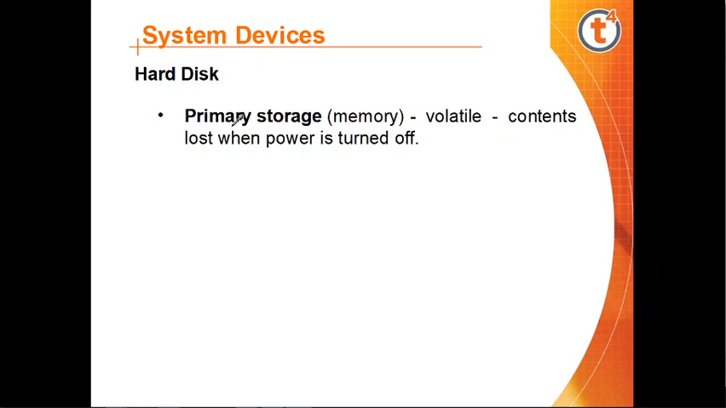Hard disk is primary storage memory, which is volatile, meaning the data may be lost when power is turned off. When the system gets turned off, you can say.